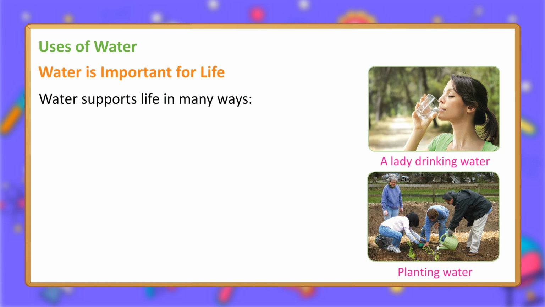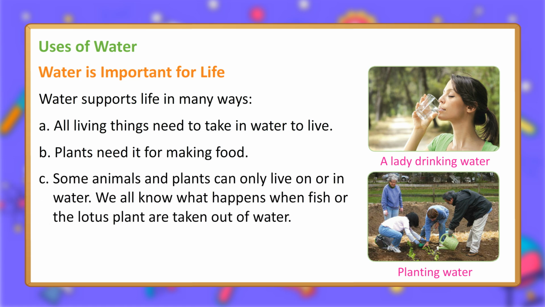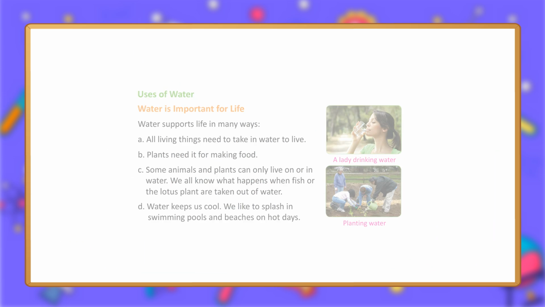Uses of water. Water is important for life. Water supports life in many ways. A. All living things need to take in water to live. B. Plants need it for making food. C. Some animals and plants can only live on or in water. We all know what happens when fish or the lotus plant are taken out of water. D. Water keeps us cool. We like to splash in swimming pools and beaches on hot days. A lady drinking water. Planting water.